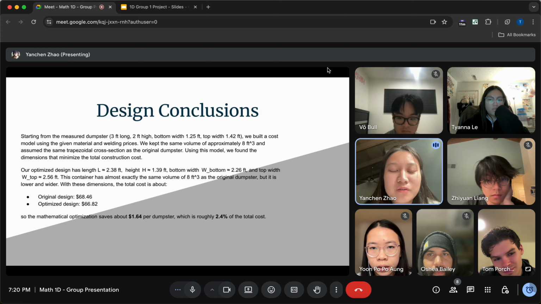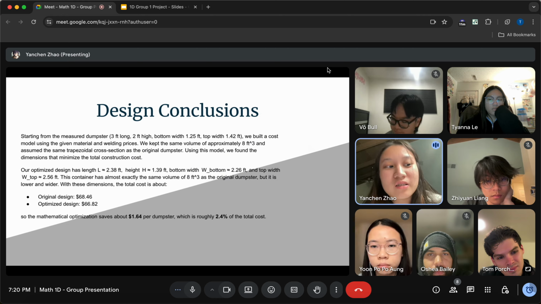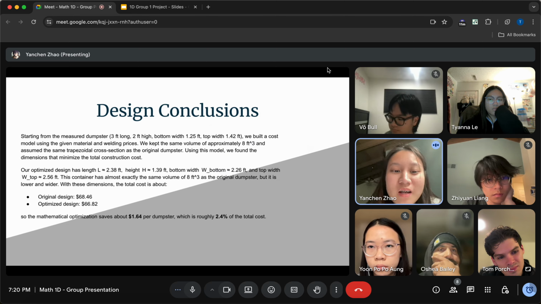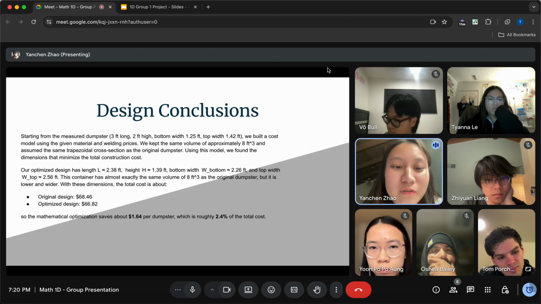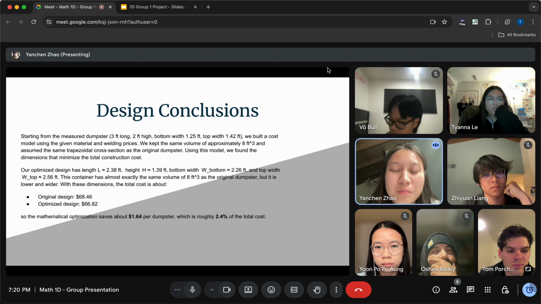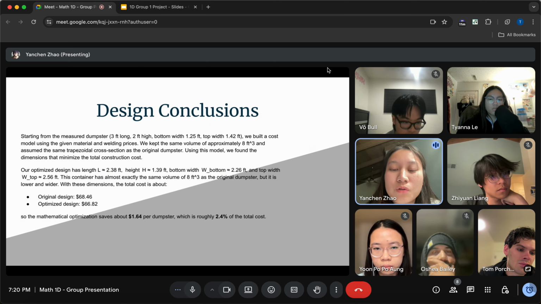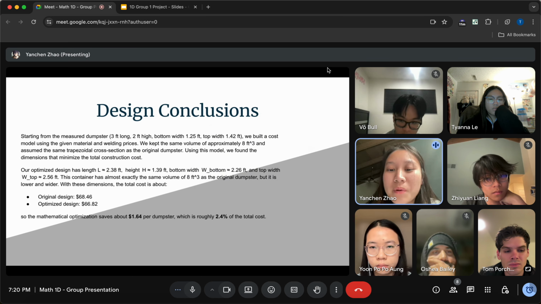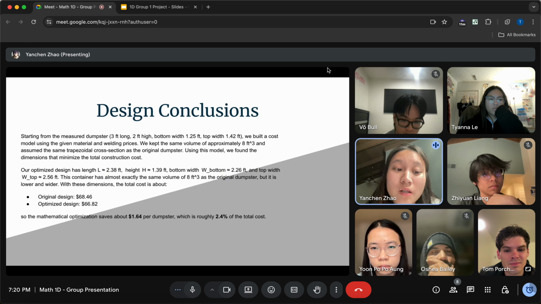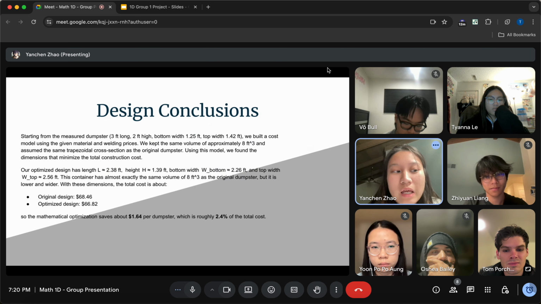Okay, I'm going to present the design conclusions part. Starting from the measurements, the original dumpster is 3 feet long and 2 feet high. The bottom width is 1.25 feet, and the top width is 1.42 feet. So we built an optimized cost model using the given material and the welding process.